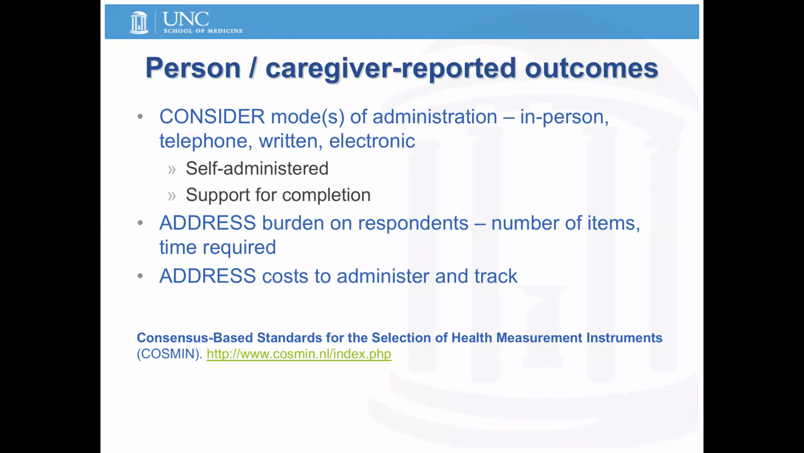You will need to address the burden on respondents based on the number of items and the time required to complete the outcome assessments, as well as the costs to your team to administer and track these assessments. I've given you another resource here, a reference to the COSMIN standards for the selection of health measurement instruments. When looking at PCROs, this is an excellent reference resource for thinking about how to select instruments that have good properties for your research study.